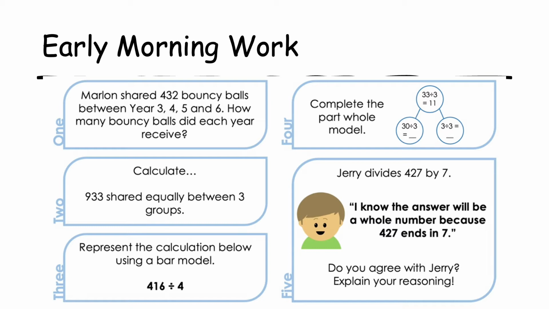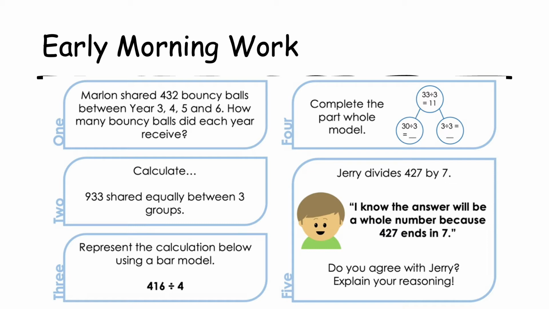Number 2. Calculate 933 shared equally between 3 groups. 933 divided by 3 gives you 311. Number 3. Represent the calculation below using a bar model. So my top bar would be 416 and my second bar is 416, but it is divided into 4 equal parts. So I know that each part is 104.